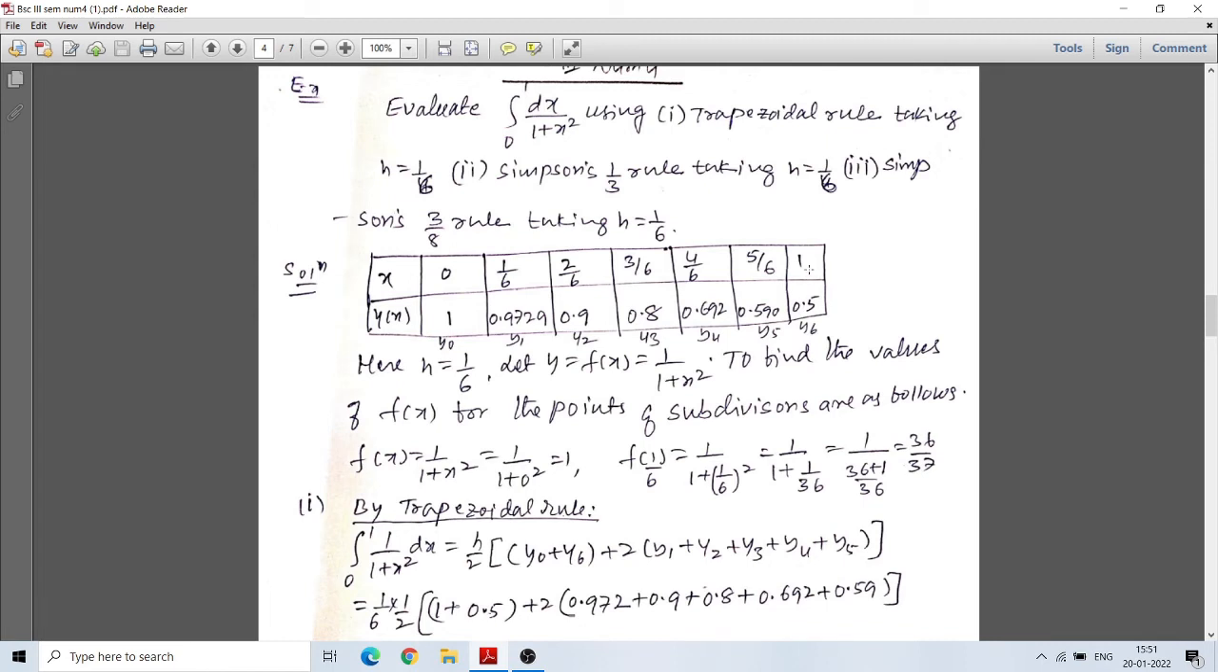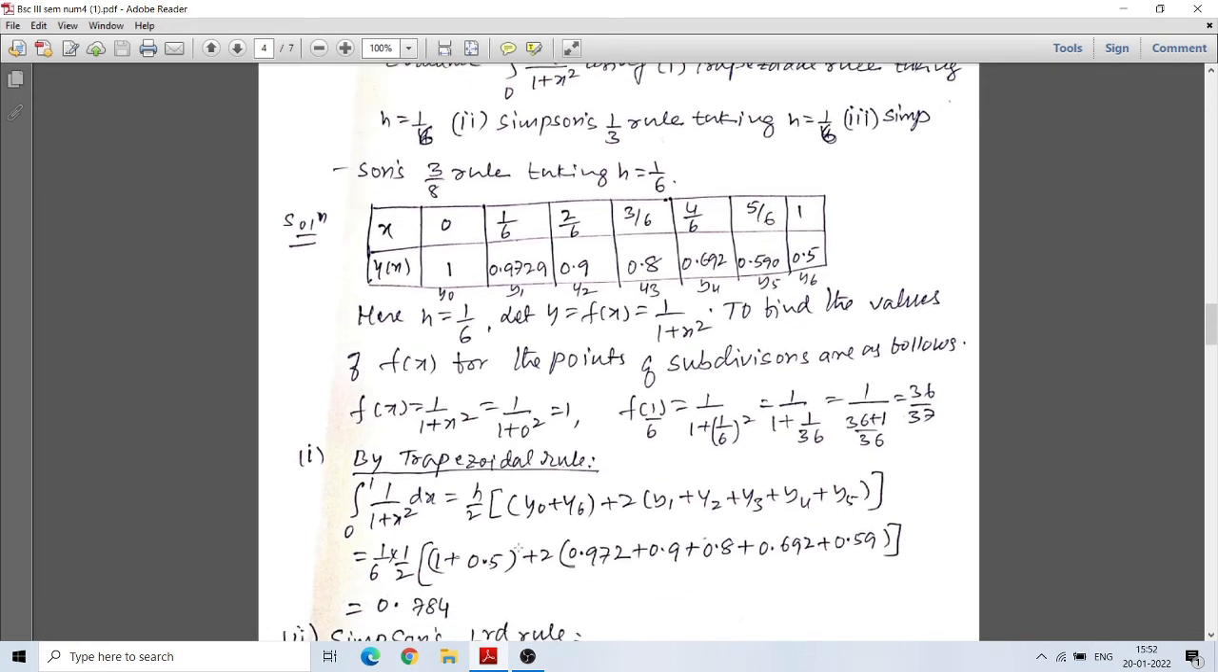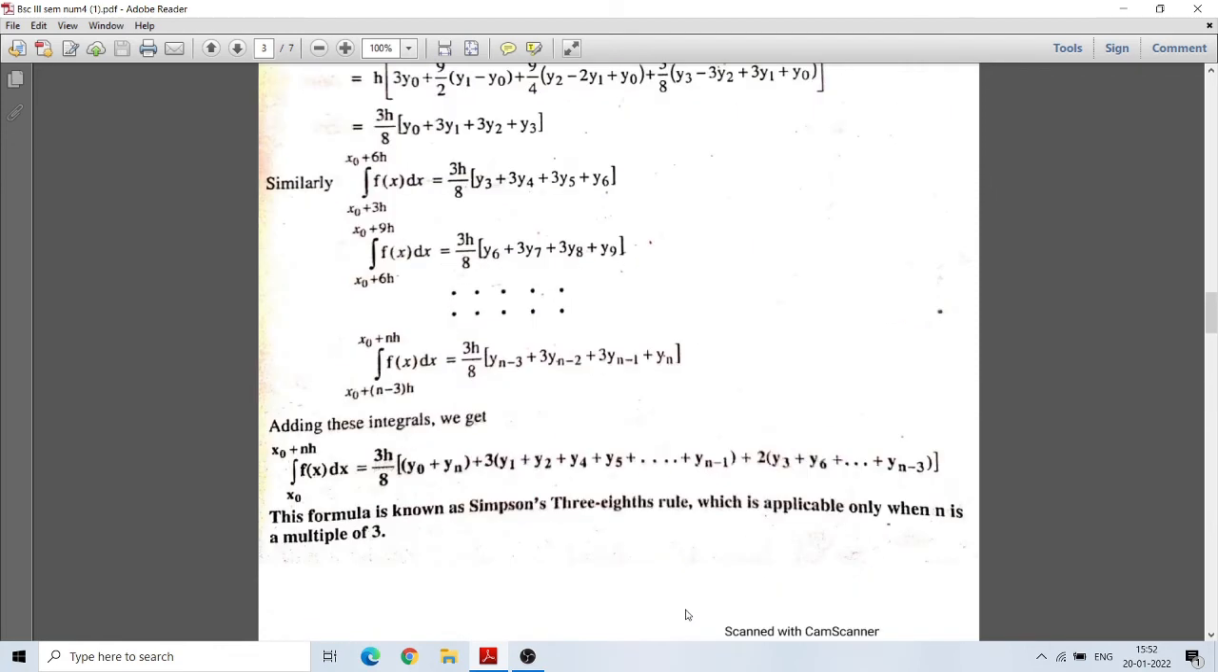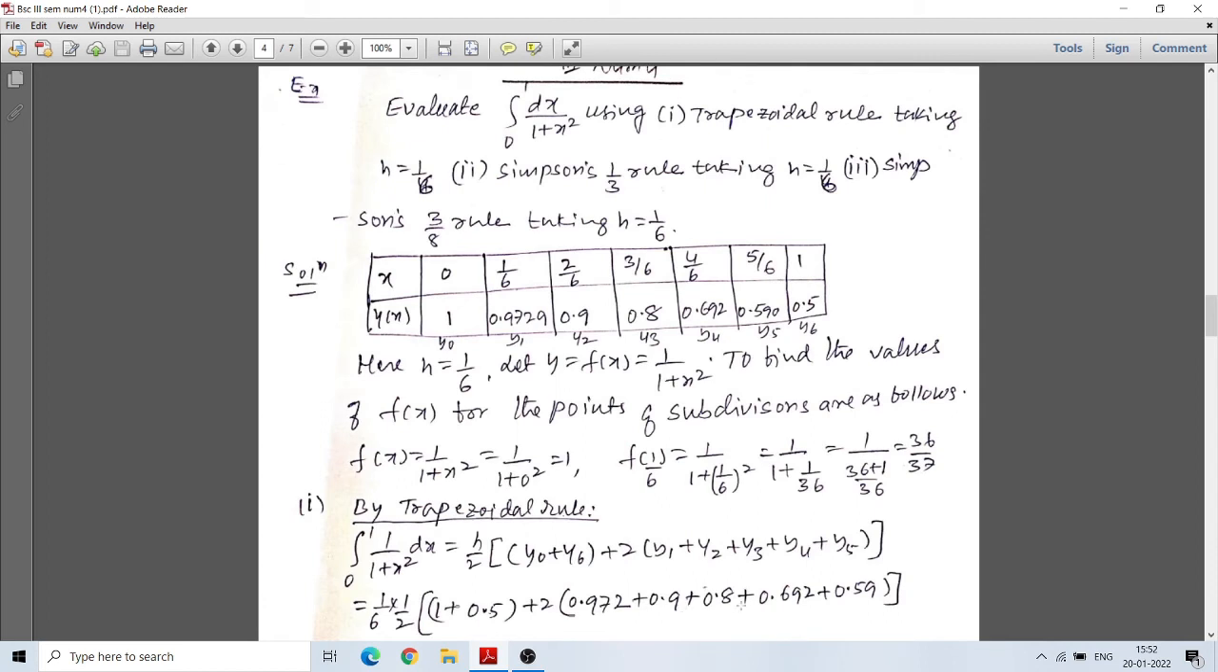Here I am substituting the last value. Here x is equal to 1. 1 divided by 1 plus 1 square. 1 square is 1, so 1 by 2. 1 by 2 is half, and half value is 0.5. Now this is our main table. Now look here, we only constructed this table. The table is not given. So only using this equation we are finding the table also.